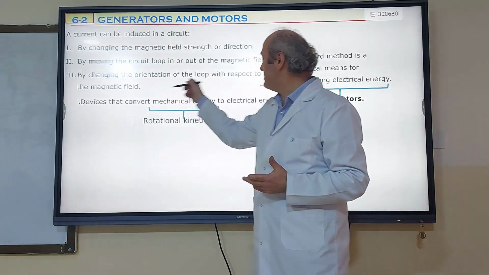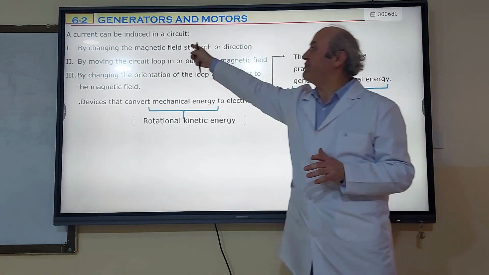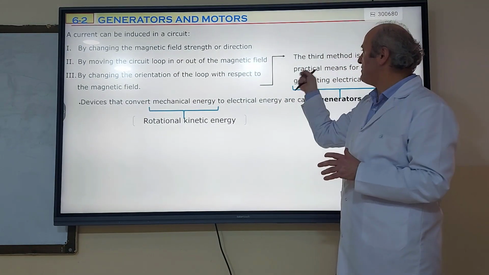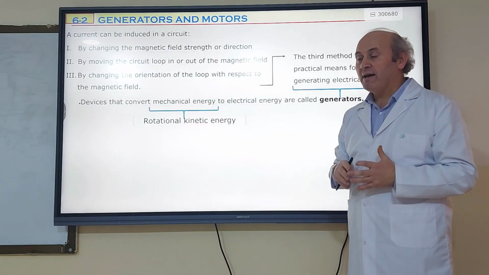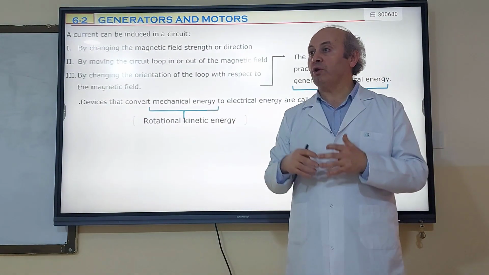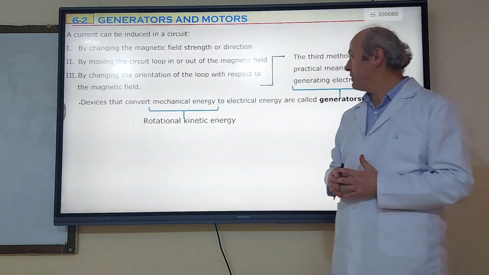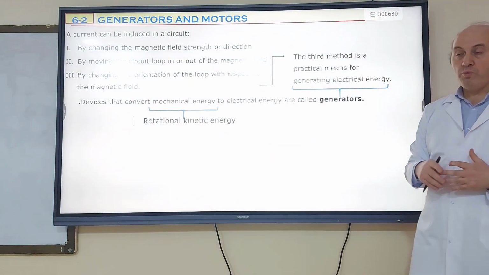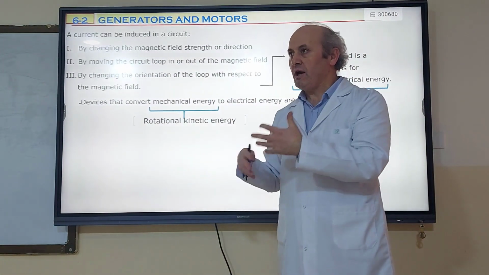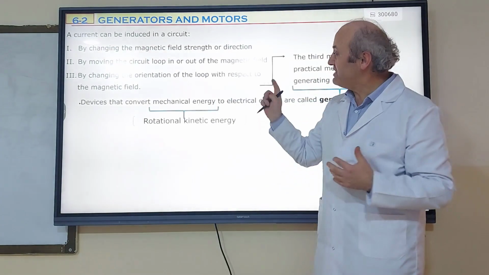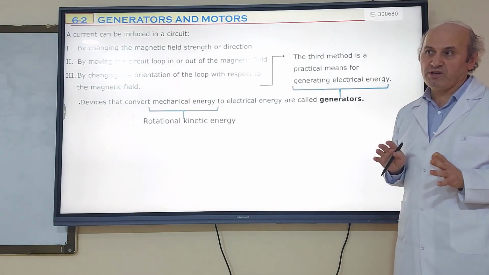And we say that this third method is effective and practical. Rotating a loop inside a magnetic field is more practical than the first and second. That's why several types of generators are using this technique. We are rotating a loop inside a magnetic field. As the loop is rotating, magnetic flux through the coil is changing. As magnetic flux is changing, we induce an EMF and induce a current. And these devices convert mechanical energy, because as the loop is rotating, of course it has mechanical energy, and as it's rotating, we get electrical energy. So this device, which converts mechanical energy to electrical energy, is called a generator. They are called electric generators.